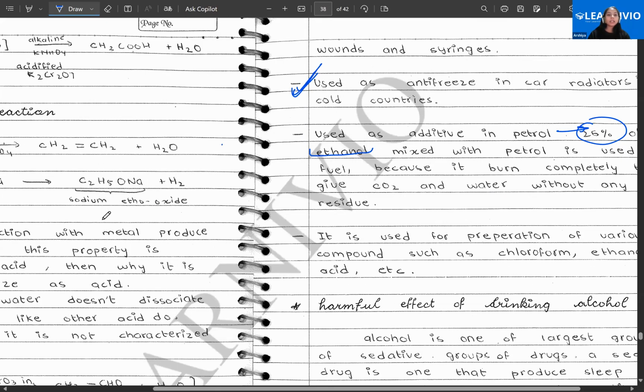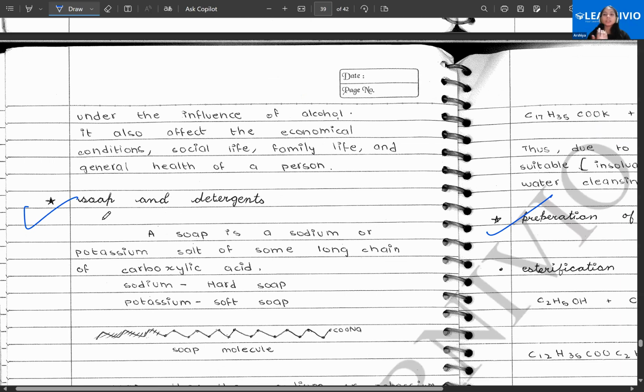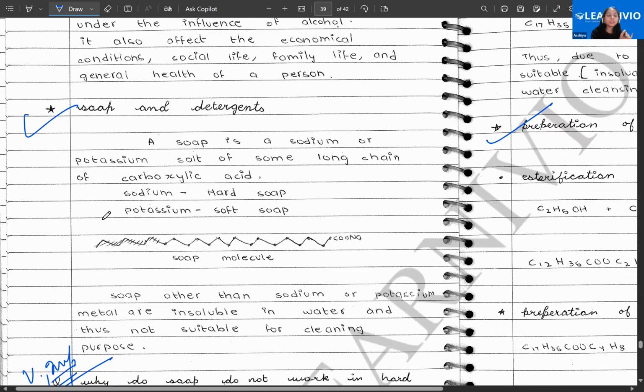So this is clear. They are pretty easy. They are used for drinking purposes, the beverage part. Then they are used as an antifreeze, and in petrol, 25% is ethanol only.